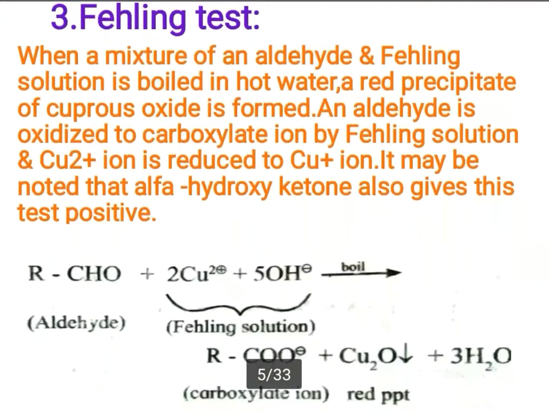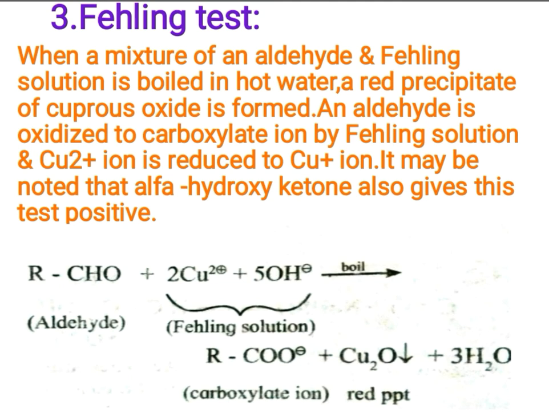The third test is Fehling's test. When a mixture of an aldehyde and Fehling solution is boiled in hot water, a red precipitate of cuprous oxide is formed. An aldehyde is oxidized to carboxylate ion by Fehling solution and Cu2+ ion is reduced to Cu+ ion. It may be noted that alpha hydroxy ketones also give this test positive.